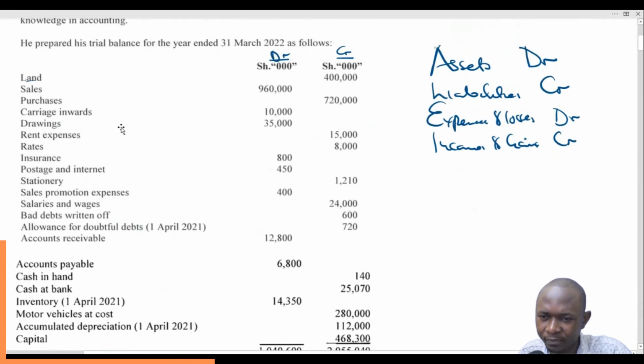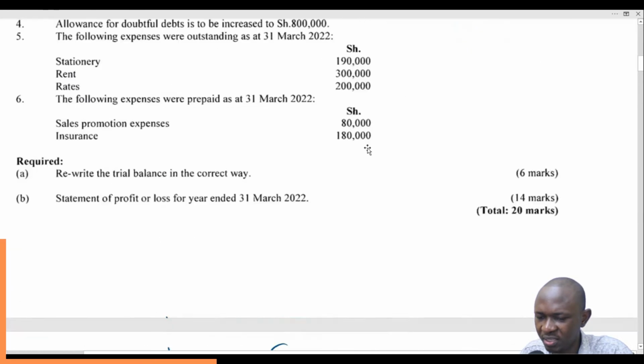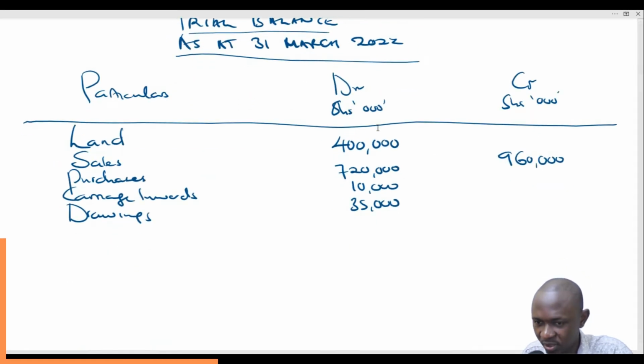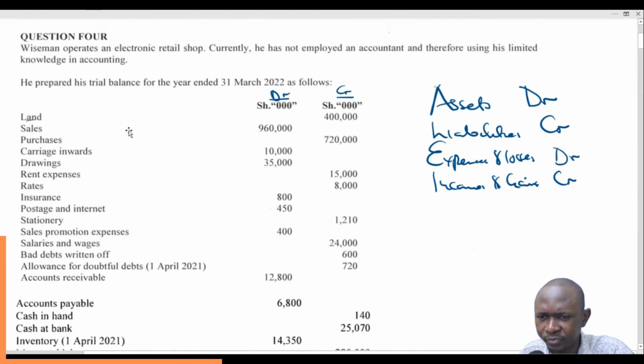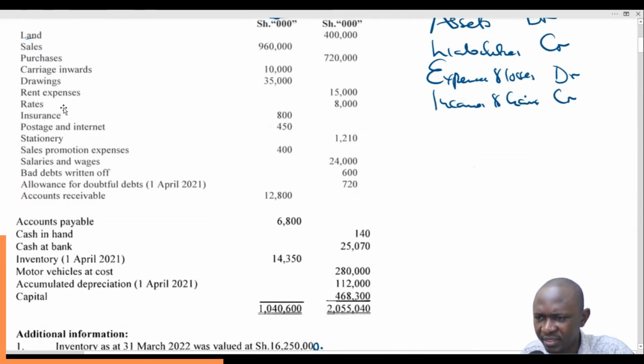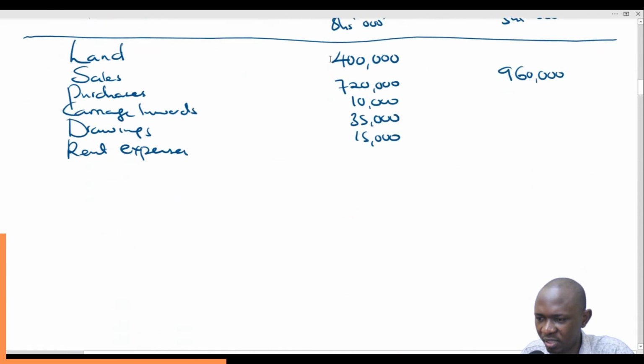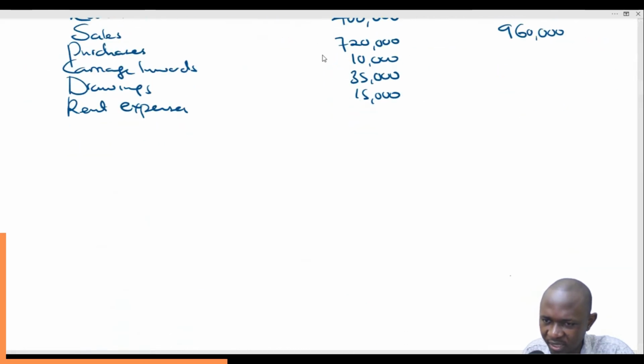Then rent expenses, of course, from the name it's an expense, so 15,000 on the debit side. Then we have rates. Rates is normally what we pay for land. So rates, this is an expense, 8,000, and it will appear on the debit side because it's an expense.